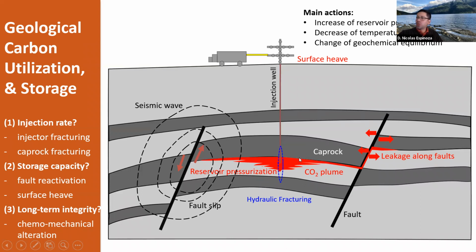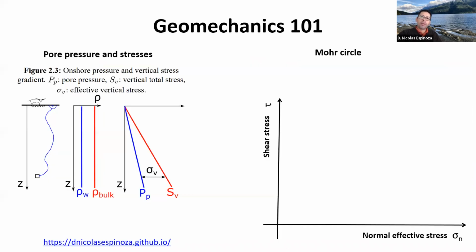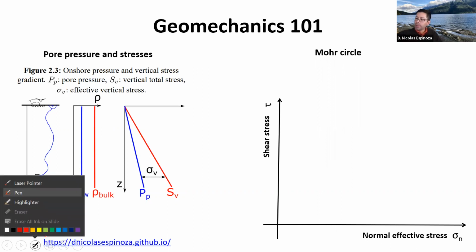Okay, so let's go one by one. First one is the injection rate. How do we limit, or what is that injection rate? In order to answer that, we need to go to a very quick class of Geomechanics 101. Some of you probably are taking this class right now, some of you will take it later, but let's just go very quickly through a review of stresses and the Mohr circle.